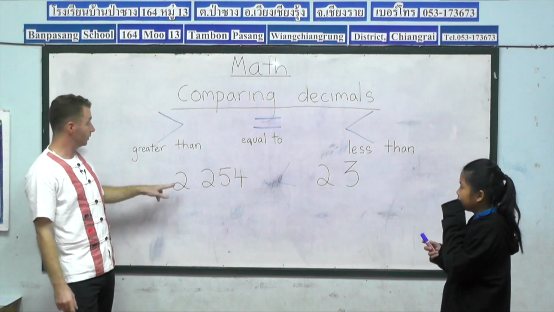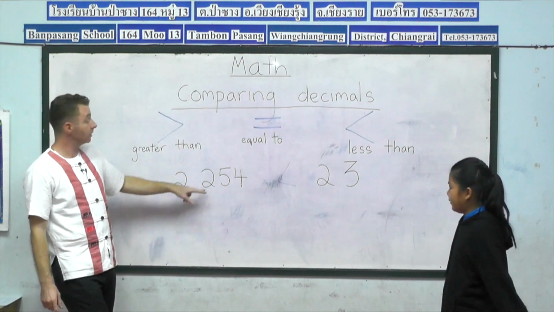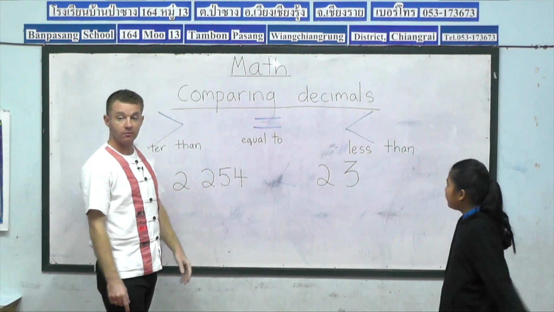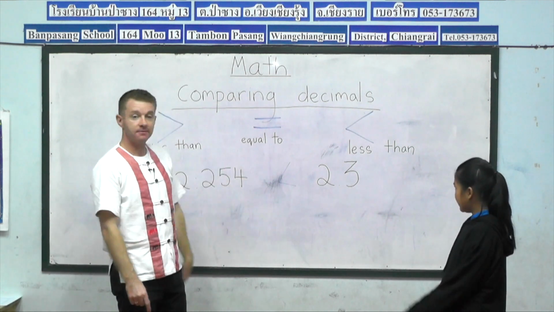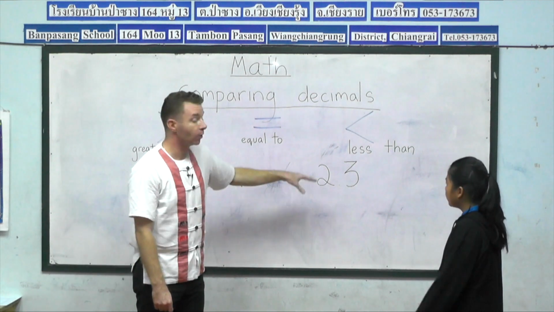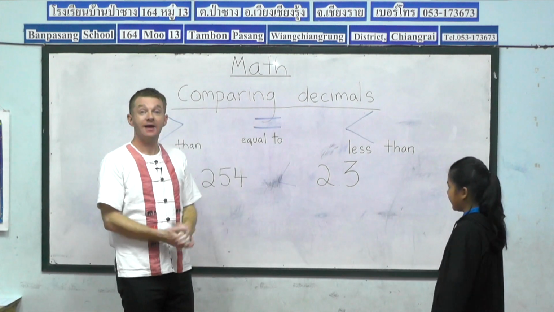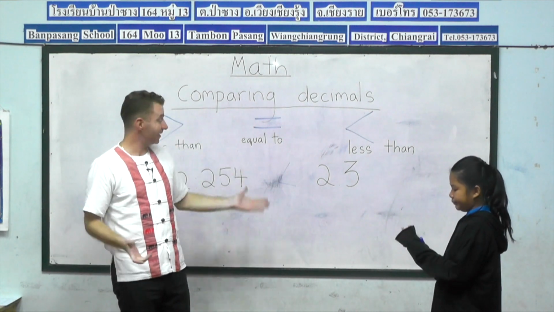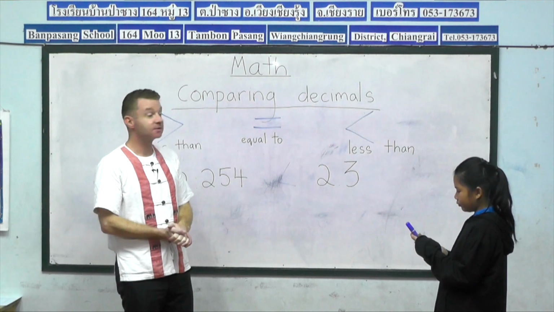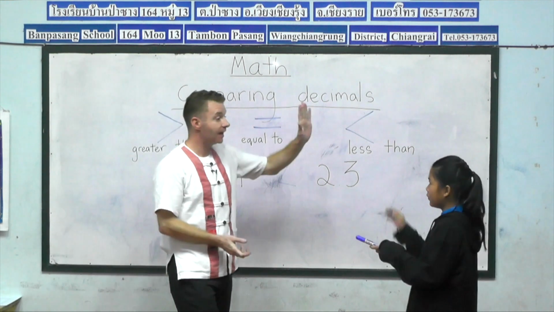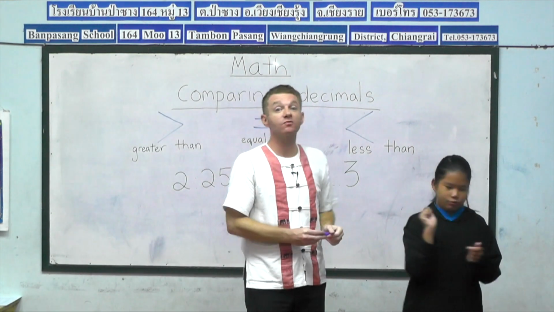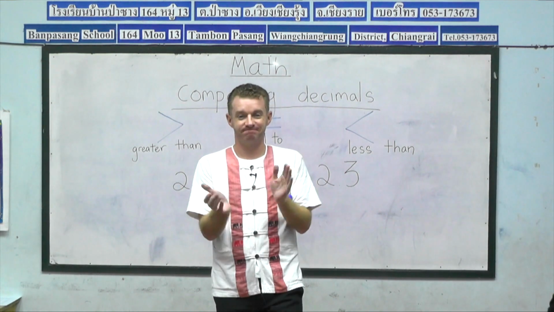Ready, guys? 2.254 is less than 2.3. And that's how we correctly compare and represent the numbers. Lockdown, that was brilliant. High five and a big round of applause for Lockdown, please, guys.